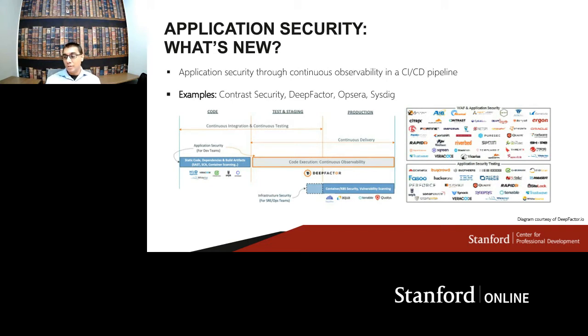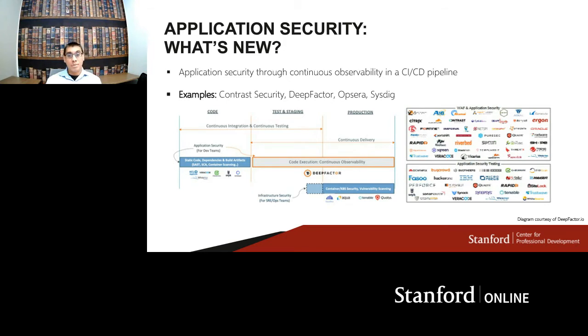If some new developer introduces a library that wasn't getting used before, and there's some new process running, it'll help identify that and provide observability and visibility around that. And I'll show an example of results from Deepfactor.